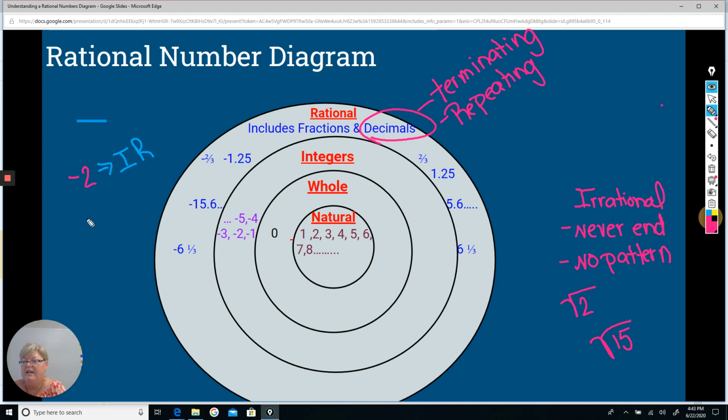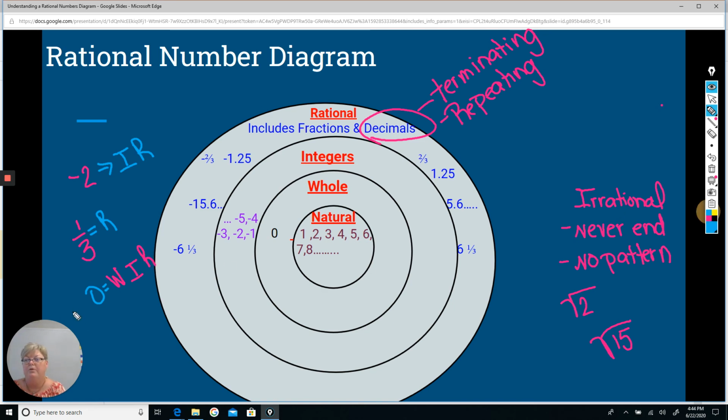What if we looked at 1/3? What would 1/3 be considered? There are no fractions in the naturals, not any fractions in the whole numbers, not any fractions in the integers, but there are fractions in rational numbers. So 1/3 would be considered a rational number. What about the number 0? Well, 0 is not a natural number, but it is a whole number. It is an integer because it's inside the integer circle, and it is a rational number inside the rational circle.